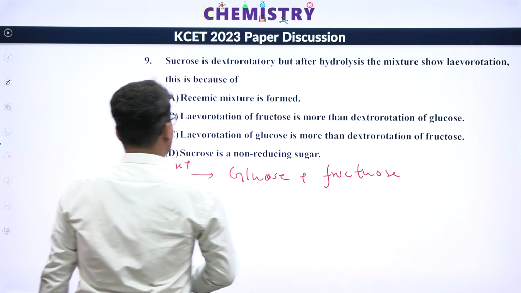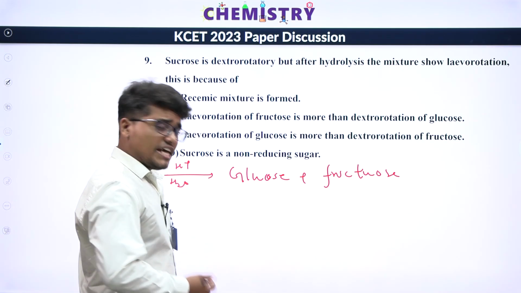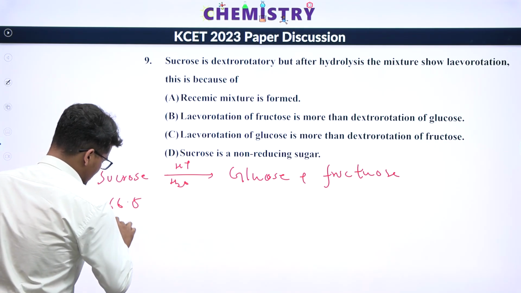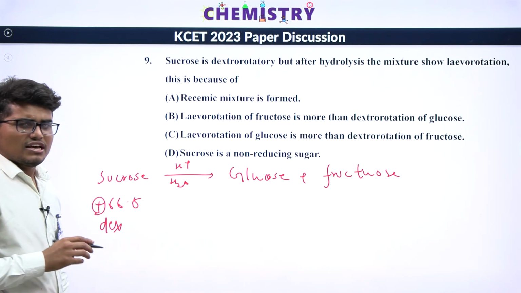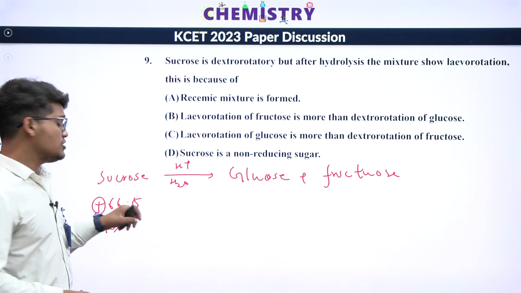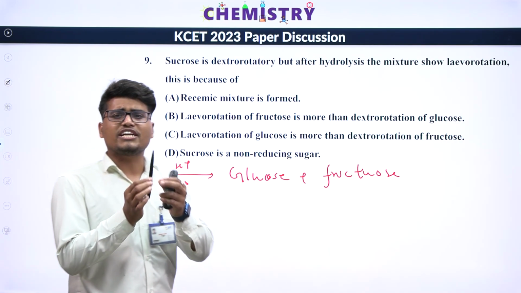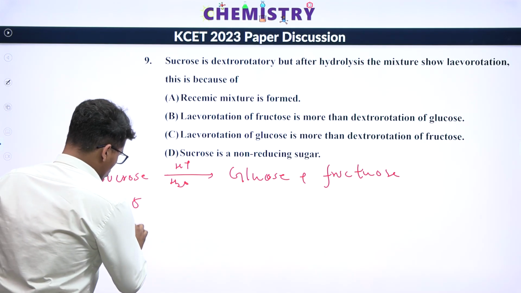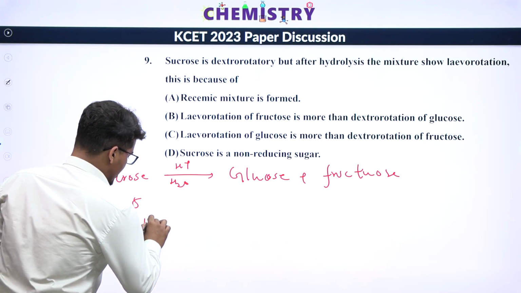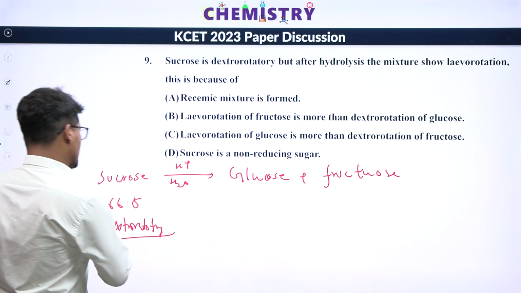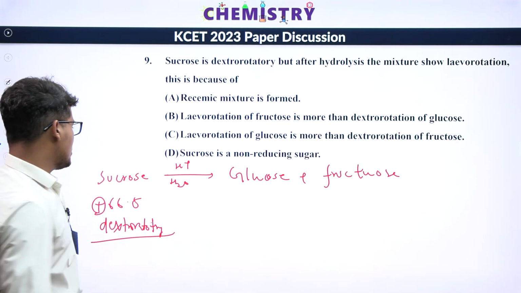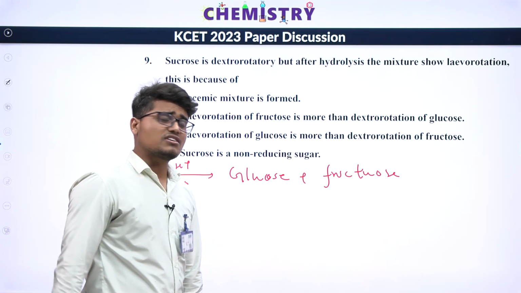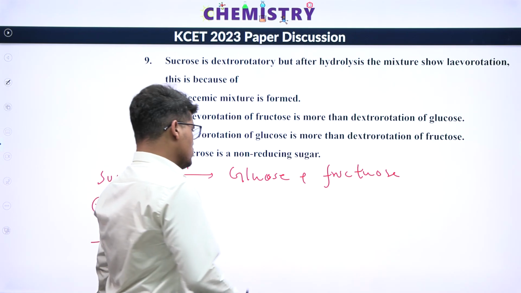Correct. So they are saying sucrose is dextrorotatory, and we have seen in the data they have given plus 66.5. So it is dextrorotatory. The plus sign represents dextrorotatory. It means 66.5 is a specific angle. It will rotate the plane polarized light in the clockwise direction basically. So sucrose is a dextrorotatory compound. But they are saying that on hydrolysis it is converted into glucose and fructose.